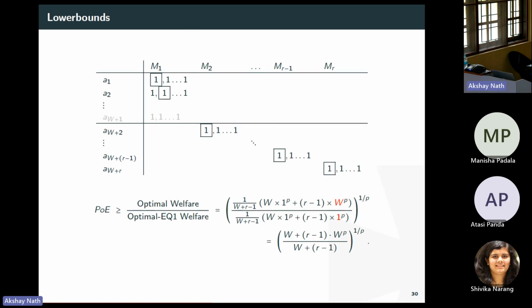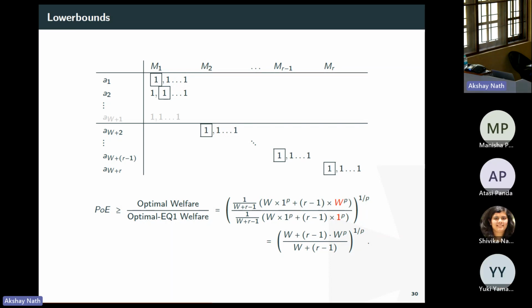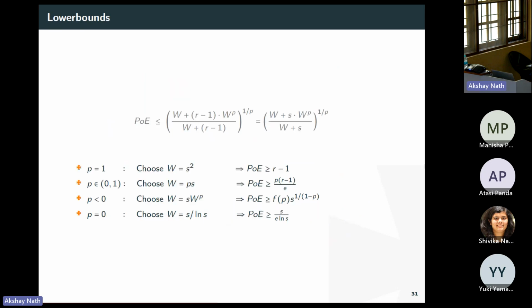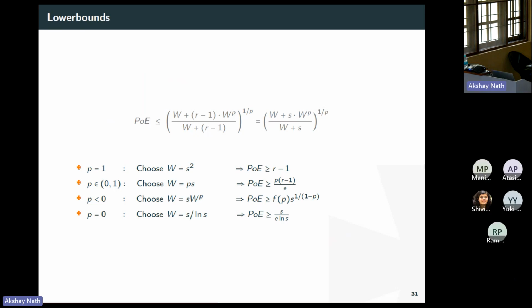And now, what is the lower bound on the price of equity ratio? It is just the P-mean welfare in the numerator, where these W agents are getting utility of 1 and R minus 1 agents are getting utility of W. But as soon as you drop down to an EQ1 allocation, this W drops down to 1. So this is our general function for the lower bound of price of equity. And now, for different values of P, you can choose W. W, just to recall, was a normalization constant, how many goods every agent likes. You can choose different Ws. Here S is just R minus 1 for simplification purposes. So for different values of S, you get these different lower bounds. I'll skip the calculations here. They are quite non-trivial, but I hope the intuition is conveyed, where the welfare loss is coming from.